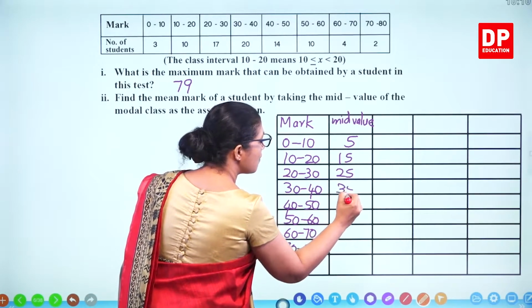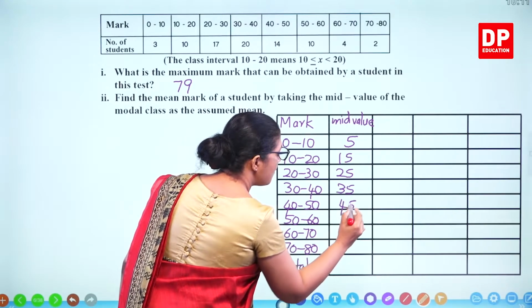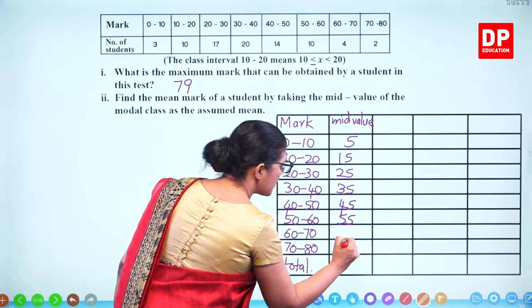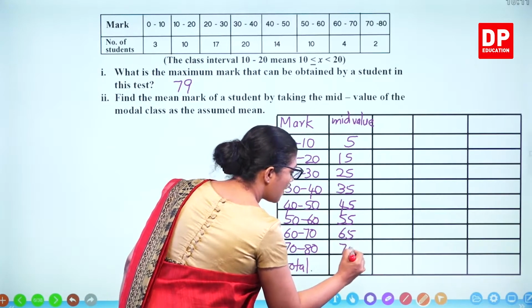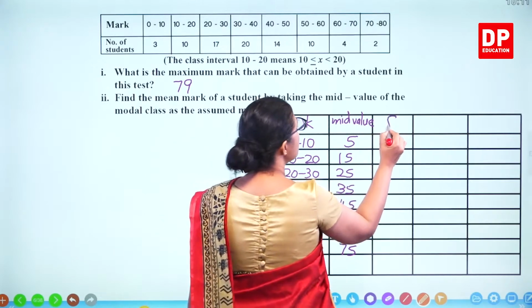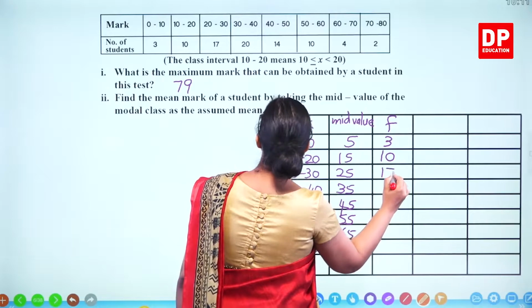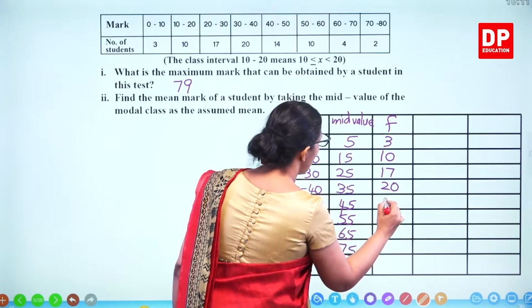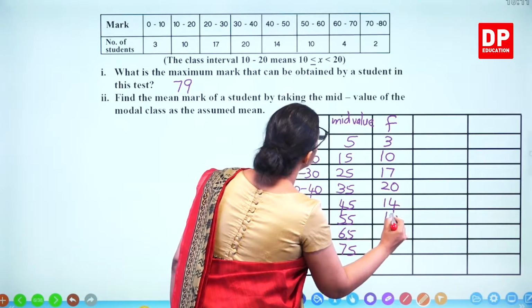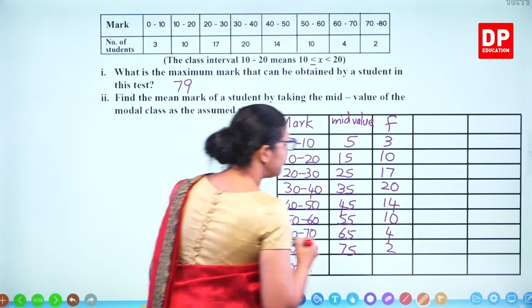25, 35, 45, 55, 65, 75. And the frequency is given: 3, 10, 17, 20, 14, 10, 4, 2.